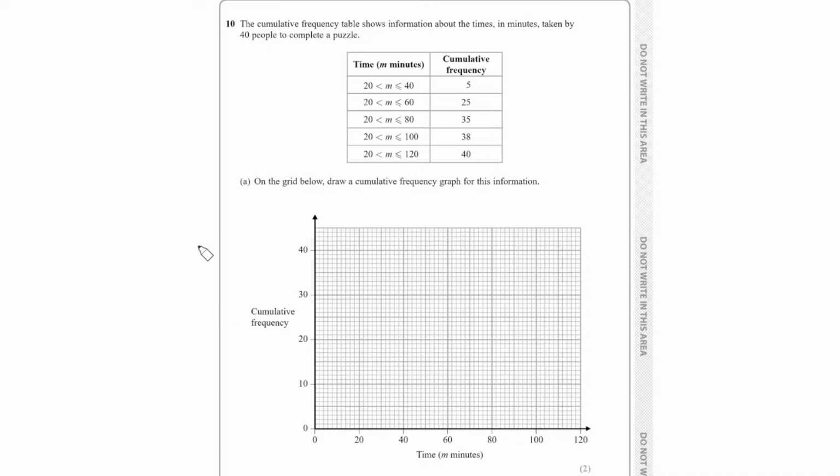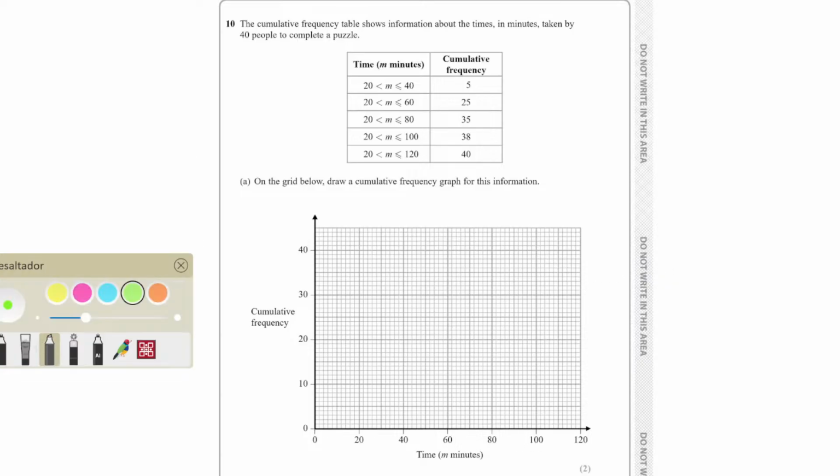Okay, cumulative frequency. For some reason in Edexcel, cumulative frequency comes up all the time in non-calculator. It could come up in calculator, but I feel like I've seen it so much in non-calculator. The cumulative frequency table shows information about the times in minutes taken by 40 people to complete a puzzle. You see they've already done the cumulative frequency table for you. Sometimes they ask you to fill out that table yourself, but in this case they've already done it. So straight into part A, on the grid below, draw the graph for this table.